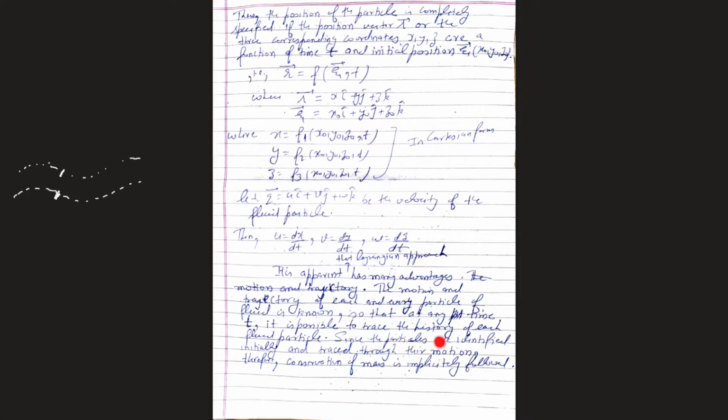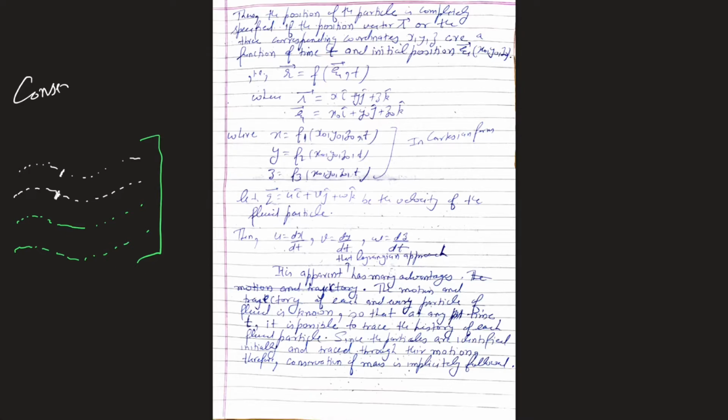Like we have the trace, or you can say track, of each and every particle at any time of the motion. So therefore there is no loss of the particle, there is no loss of the mass from the fluid motion. Therefore we can say that conservation of mass is implicitly followed.